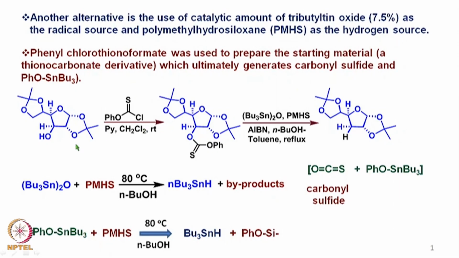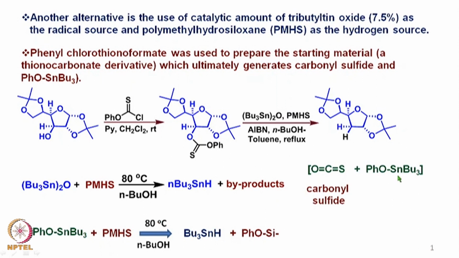What I mentioned last time was that we can take a hydroxy compound like this, which can be converted to the corresponding thionocarbonate derivative by using the reagent phenyl chlorothionoformate in the presence of pyridine. Then of course we use a catalytic amount of tributyltin oxide in the presence of PMHS and AIBN, and n-butanol in toluene under refluxing conditions, which allows the deoxygenation to take place to form this particular product. Of course, the side products turn out to be carbonyl sulfide, which goes away, and this tributyltin phenoxy compound.